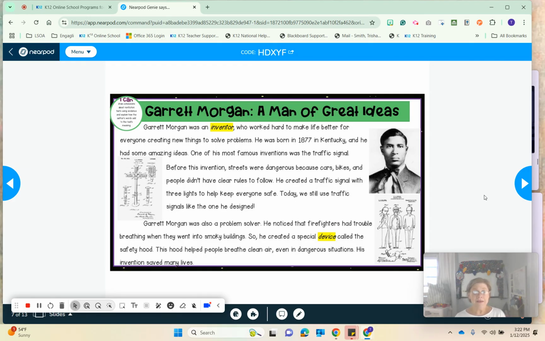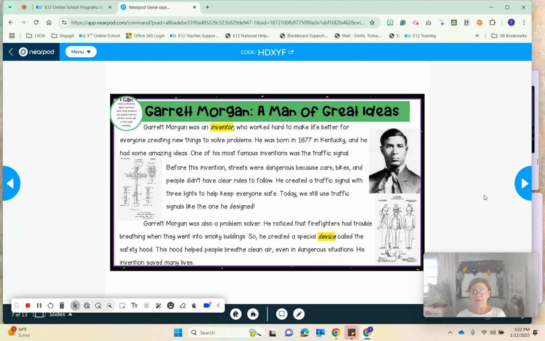Garrett Morgan was also a problem solver. He noticed that firefighters had trouble breathing when they went into smoky buildings. So he created a device called the safety hood. This hood helped people breathe clean air. Even in dangerous situations, his inventions saved many lives.